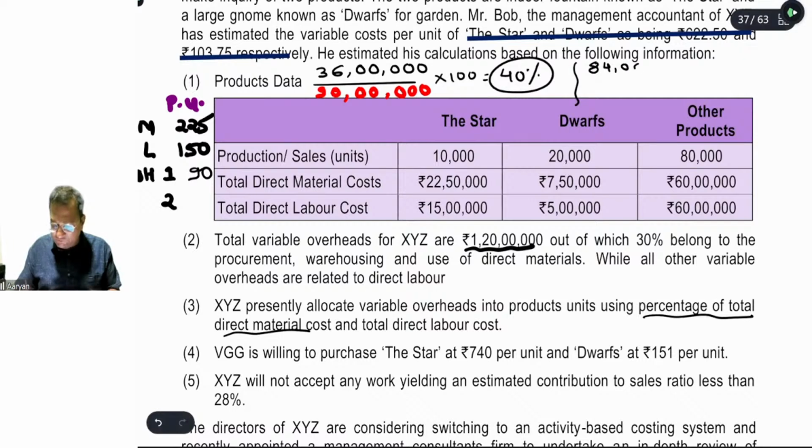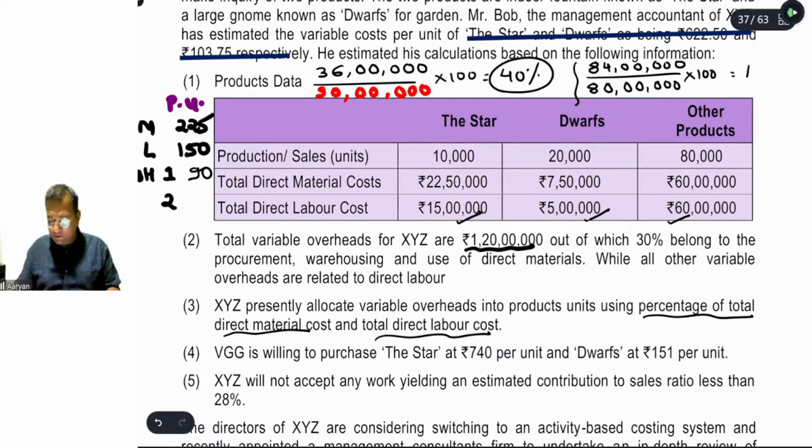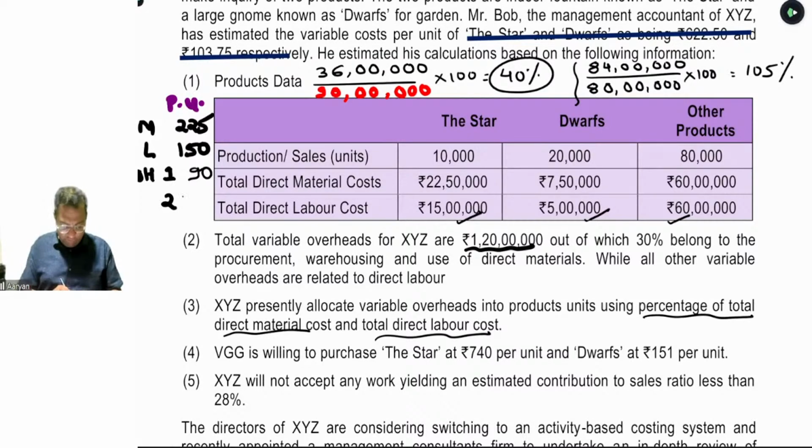Regarding the other recovery rate, the remaining amount of 120 lakh, that is 84 lakh. And what is the base that we have to use regarding the other? Direct labor cost. So again, the total of all three, 15 lakh plus 5 lakh plus 60 lakh. So it is 80 lakh rupees. Multiply by 100. So it's 105%. So for every rupee of labor, we have to recover 1.05 towards variable overhead based on direct labor. Okay. So 105% of 150. So it will be 157.5. So when you make a total, it will be 622.5.